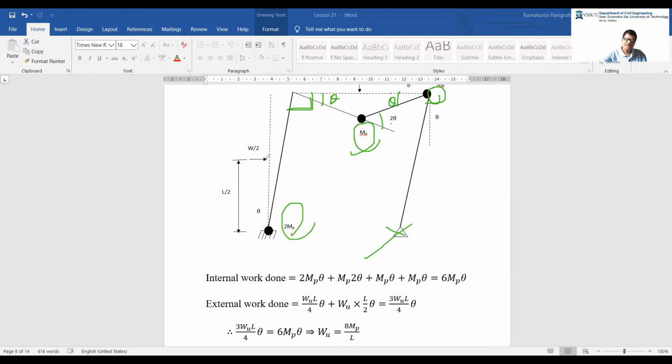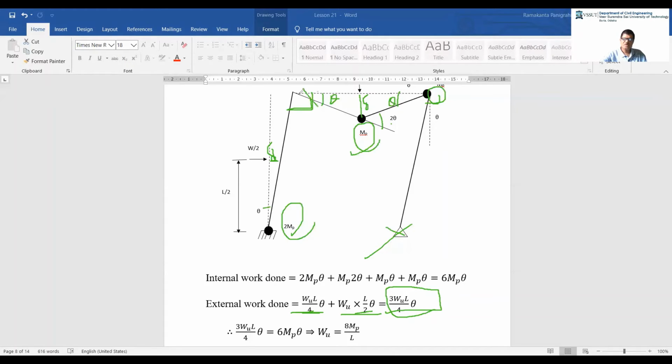Now here there is a load Wu by 2. If you combine this, it will be Wu by 2 into this delta 1. Delta 1 is equal to L by 2 into theta, and this delta is also L by 2 into theta. So the external work done is Wu by 2 into L by 2 into theta, and here also Wu into L by 2 into theta. That is the external work done.